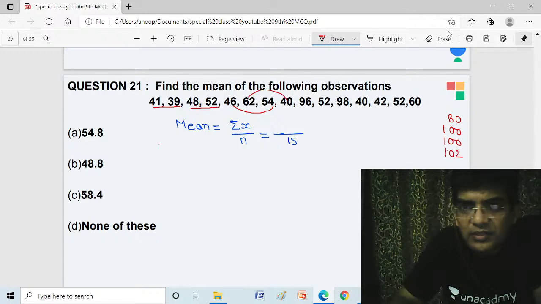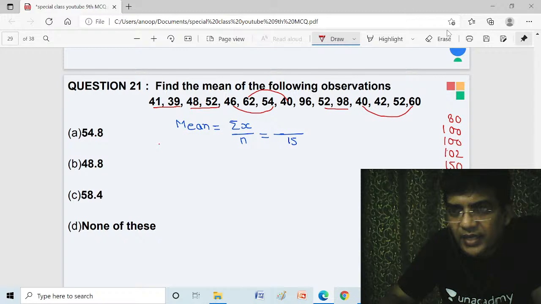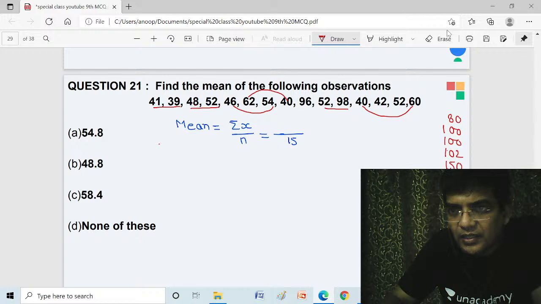Next I can make for my easy calculation. See what I am doing. I am adding these two. 98 and 52 will give me 150, right? What easy calculation I can get? 40 and 60 will make it 100. Now I am left with 96, 42 and 52. First let me add these two. It will make a simple calculation. So 2 over here, then 8 plus 5, 13, carry over 1, 1, 2, 3, 4, 5, 6. So 632 up to here.